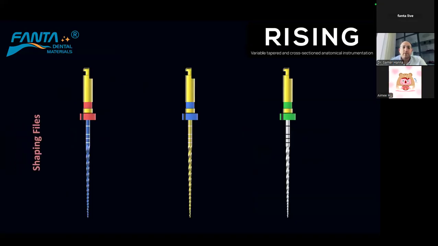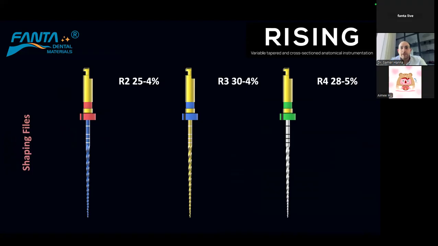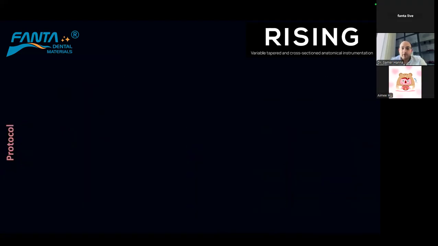And then we have the shaping sequence. We have the R2, R3, R4, different: 2504, 3004, and then 2805, which is usually, we know that the green is usually 35 measurement at size, but again, here it's different because we decrease the size of the tip, but then increase the taper, which offered a different structure for the work. And actually, this file is usually more flexible than the R3 because of its alloy. So depending on the case, sometimes we use the R3 first, and sometimes we use the R4 first. And this is what I'm going to show you now.